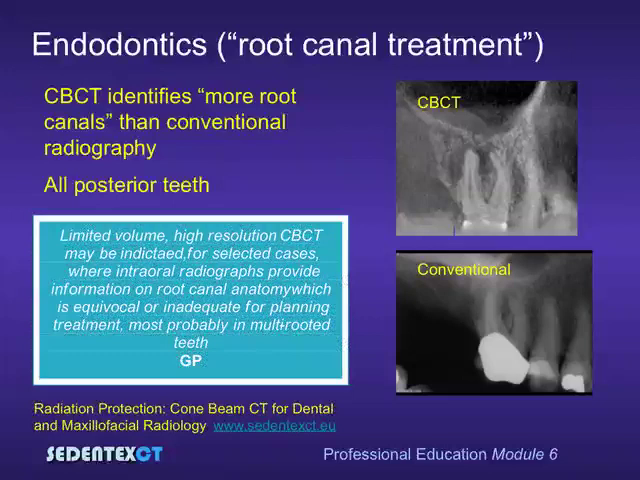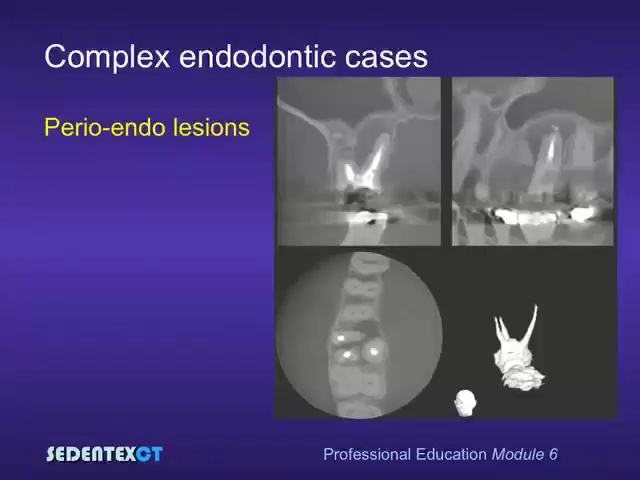The Sedentex CT guidelines concluded that limited volume, high resolution cone beam CT may be justifiable for selected cases where intraoral radiographs provided information on root canal anatomy that is equivocal or inadequate for planning treatment. This will most probably be in multi-rooted teeth. So its use in endodontics seems to be in those more challenging cases, such as perioendo lesions.